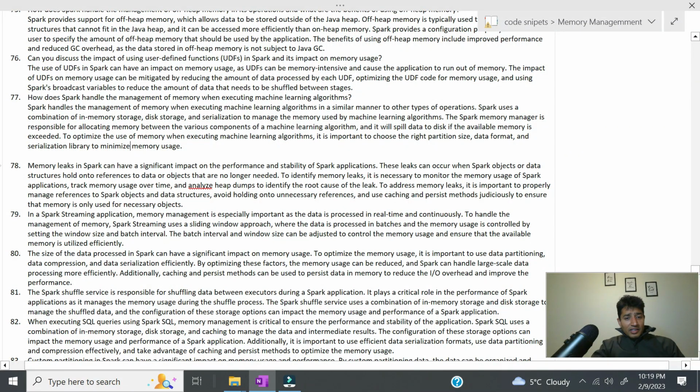Okay, how does Spark handle memory management when executing machine learning algorithms? I think it's more or less the same. It will be a combination of in-memory storage, disk storage, and serialization, which we have covered, right?